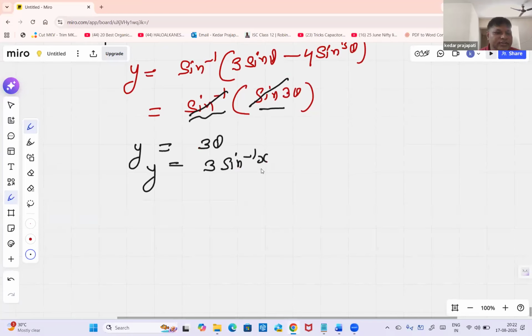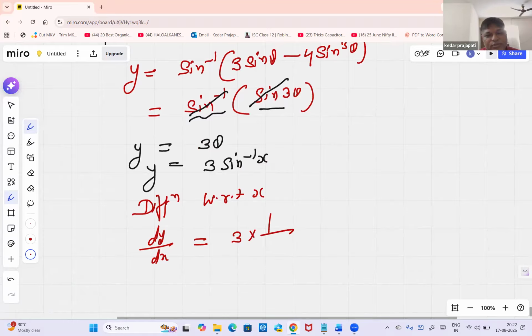Still we did not get the answer. Right? Now we will differentiate with respect to x. So this y will become dy by dx. Now 3 into the derivative of sine inverse x is how much? 1 by root over 1 minus x square. So we got the answer: 3 into 1 by root 1 minus x square. Clear?